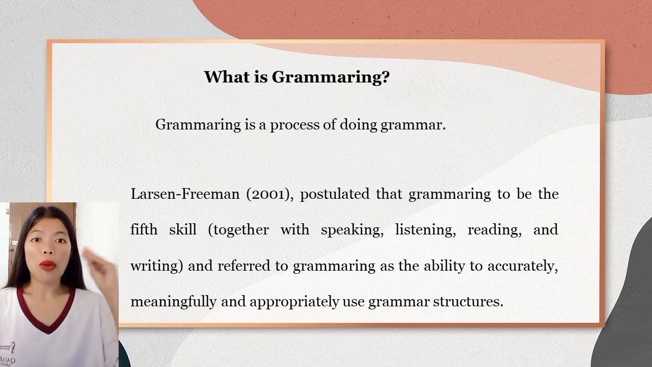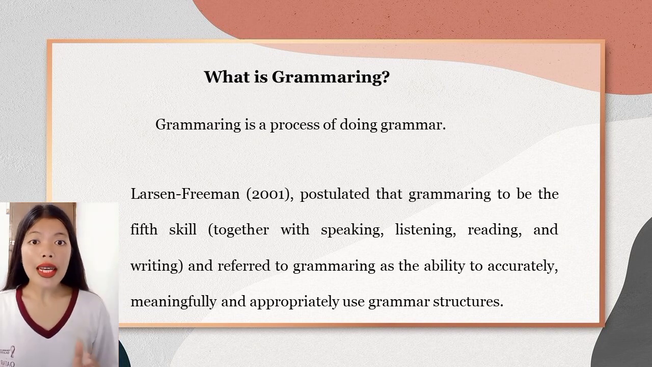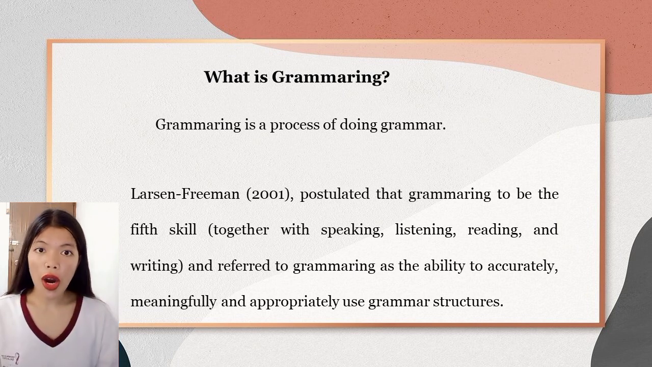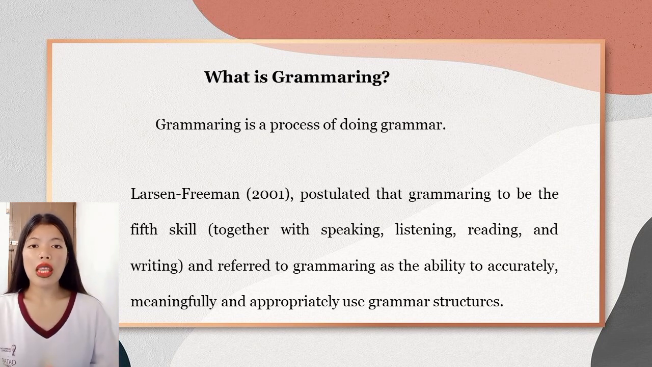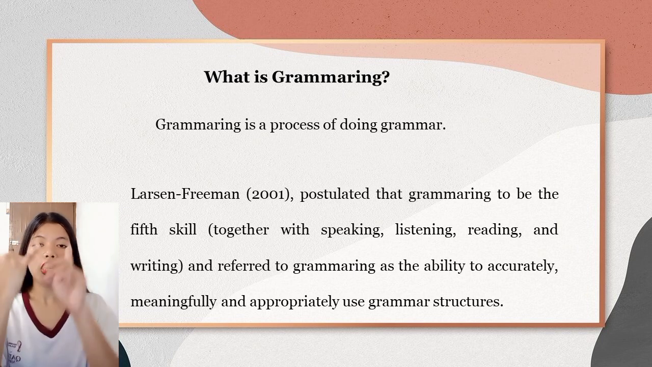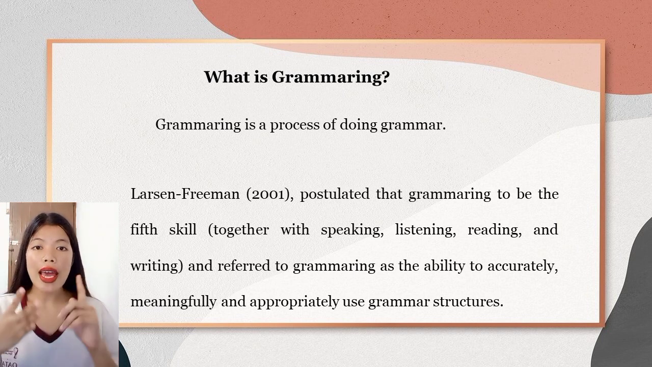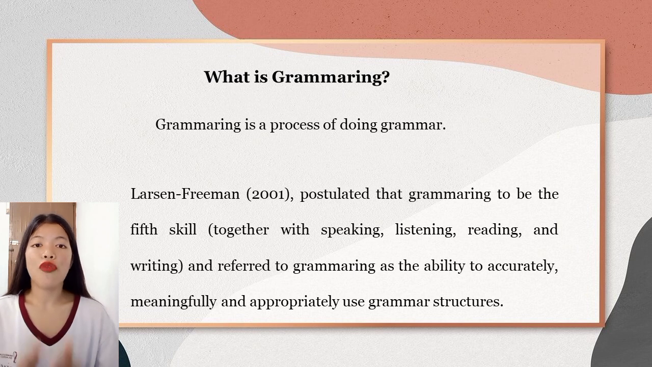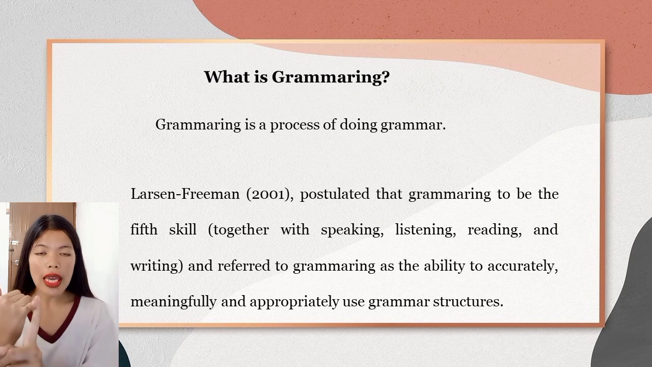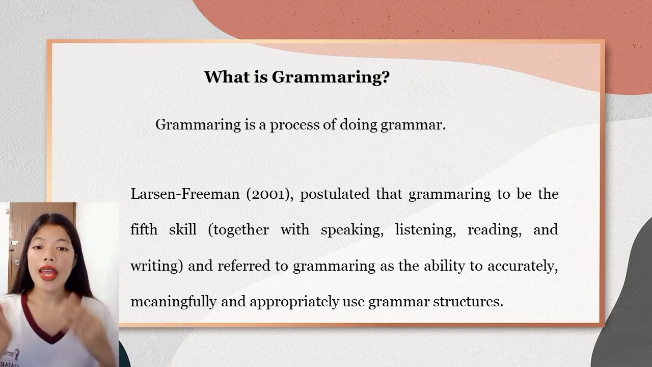So such as from sounds to words to sentences. And then right now, I can deliver my opinions by the use of grammar. According to Larsen-Freeman, 2001, he postulated grammaring to be the fifth skill. We all know that there are five macro skills: speaking, listening, reading, writing, and viewing. Larsen-Freeman postulated that the fifth skill should be grammaring. So it should be speaking, listening, reading, writing, and grammaring.